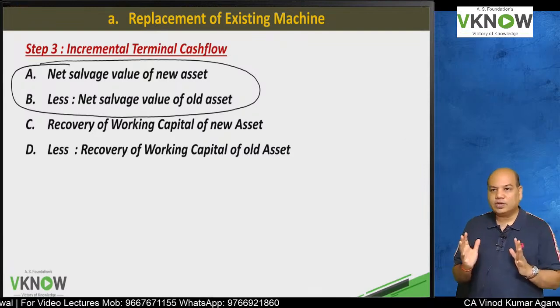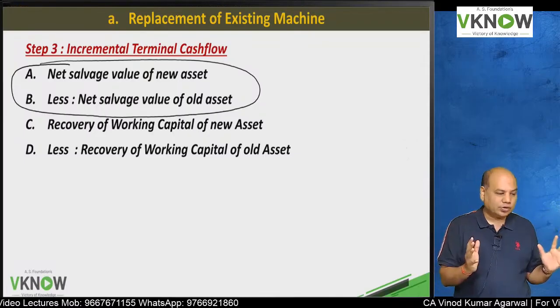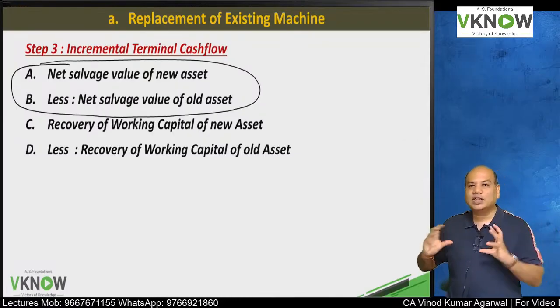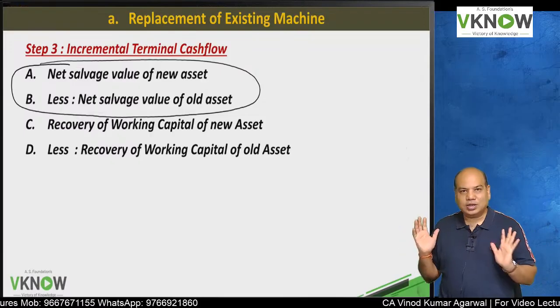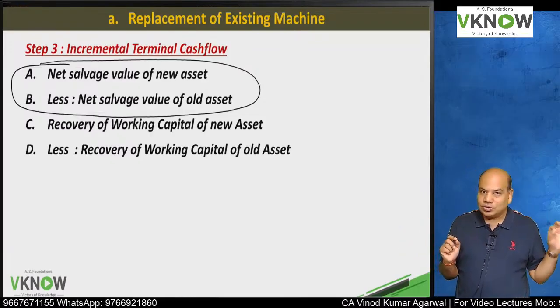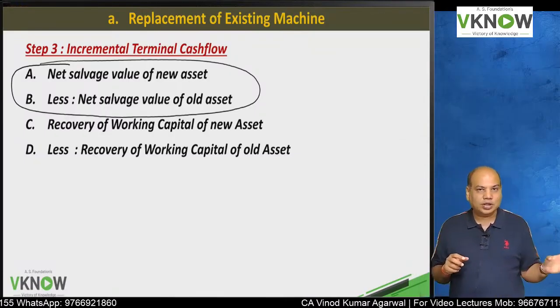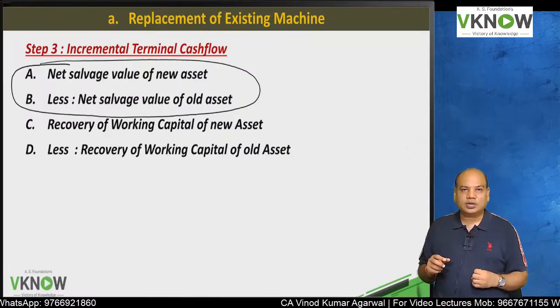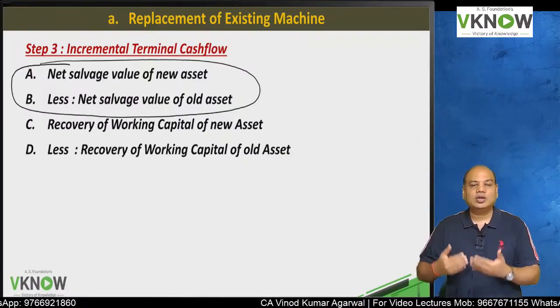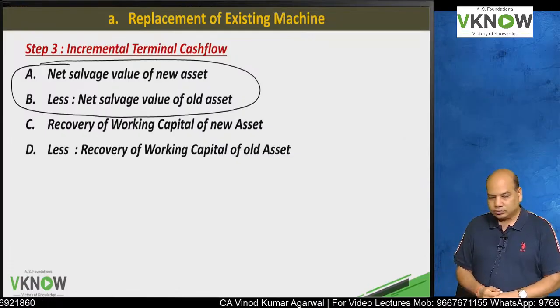The new asset would have given me 10,000 rupees salvage value. Old would have given me 5,000 rupees. So I will get 5,000 rupees incremental salvage value. Same thing, if I would have continued with the old asset, I would have recovered 30,000 working capital. With the new asset, I am going to recover 50,000 working capital. So my incremental recovery of working capital will be 20,000.